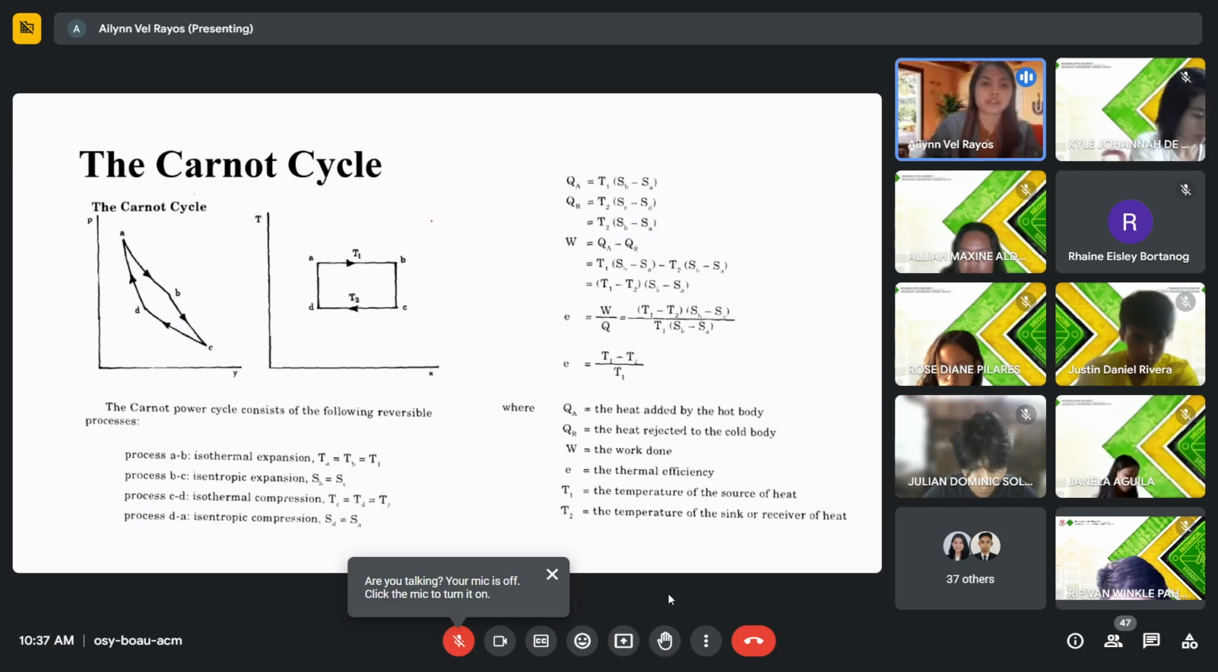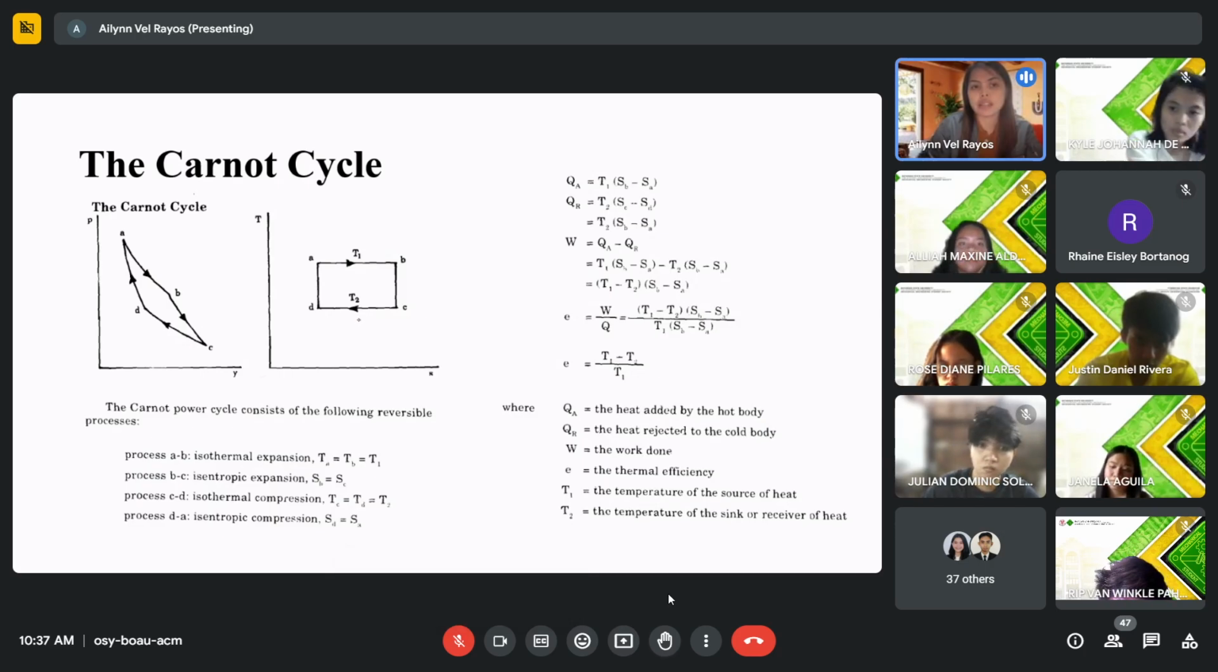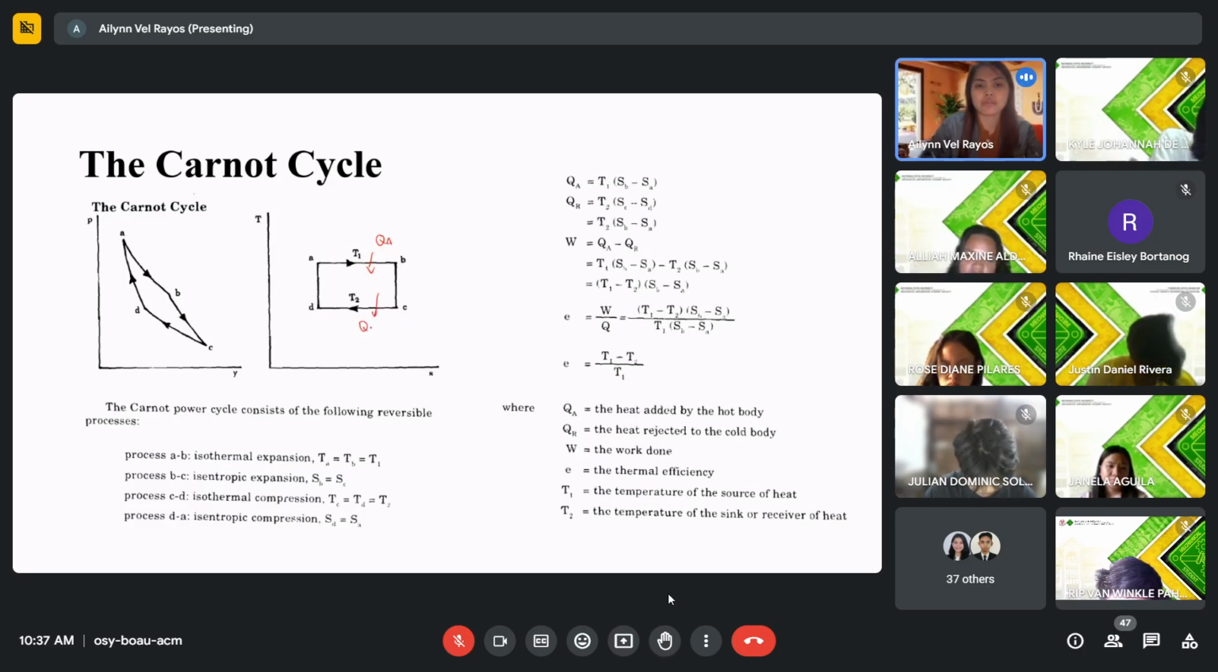Sabihin, itong process kasi na to from temperature 1 or hot, punta dun sa T2, kagaya ng ating heat engine. Ito yung TS diagram for heat engine natin. So process A to B, this is the heat addition sa boiler. For example, kapag Rankine. So dito may heat addition, dito naman may heat rejection, dito naman may work output.